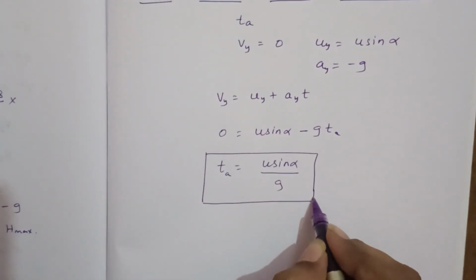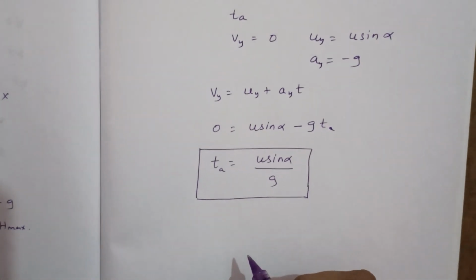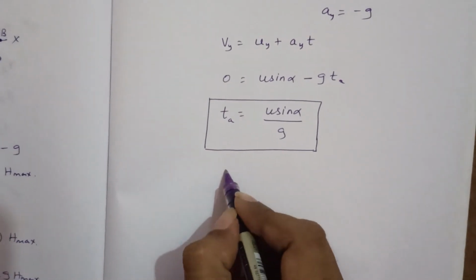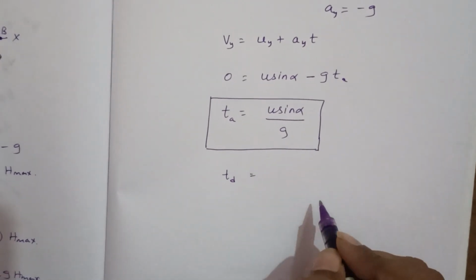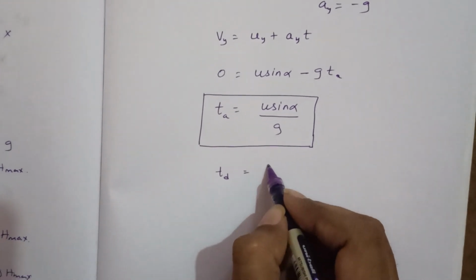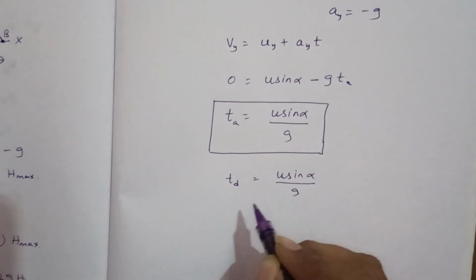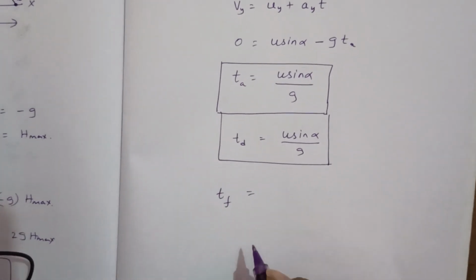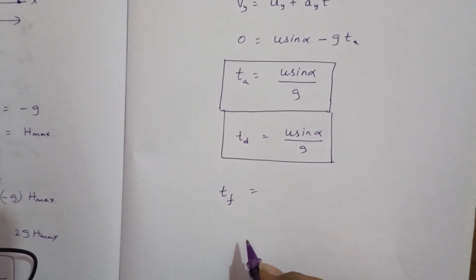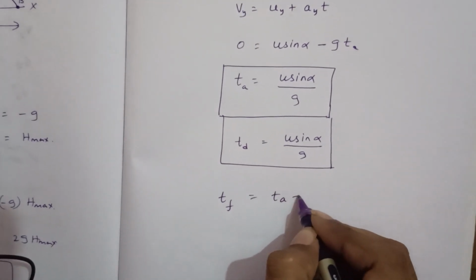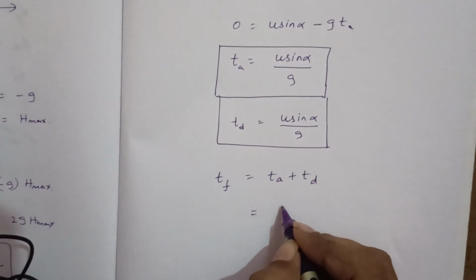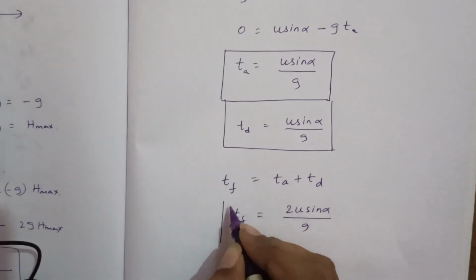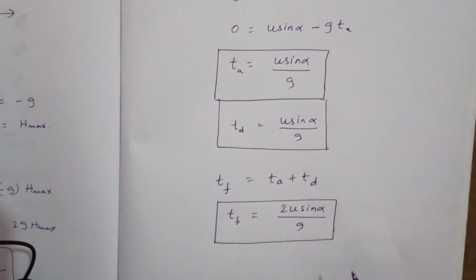Time taken to reach maximum height, as well as time of descent, will be the same. Time taken to reach the ground from maximum height is U sine alpha by g, the time of descent. So the total time it remains in the air is the time of flight. Time of flight equal to time of ascent plus time of descent. We can write 2U sine alpha by g. Time of flight equal to 2U sine alpha by g.